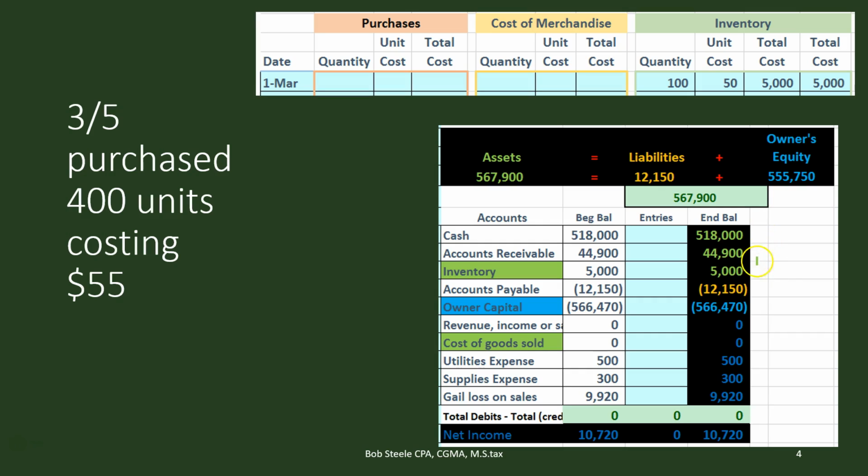We can see that the assets are up top in green, and they are debits represented by the fact that they do not have brackets. Then we have the liabilities in brackets because the brackets represent credits, and then we've got the capital account, and then we've got no income yet, and we have these expenses. We then have net income. In this case, it's actually a loss because we have no income, and we have expenses of $500, $300, and $9,920, which comes up to this $10,720, which is a loss as of this time.